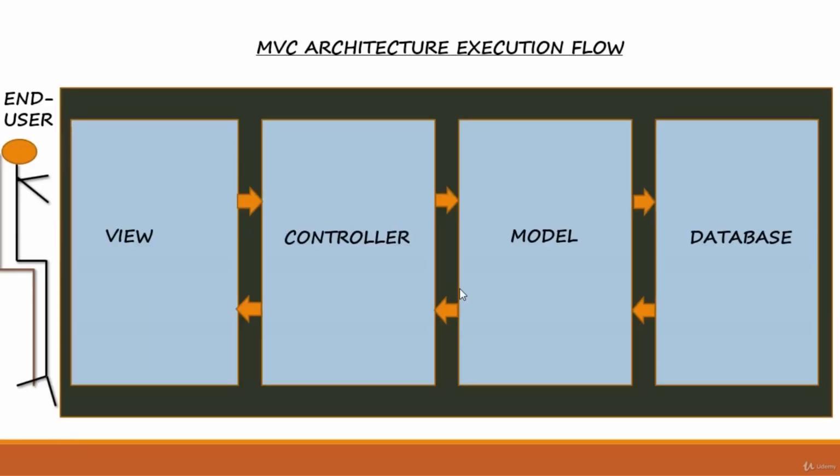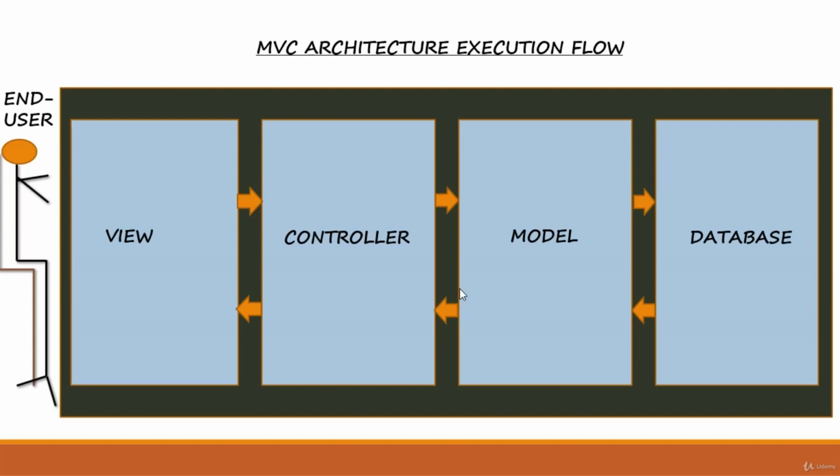So this is the MVC architecture execution flow diagram. The end user is seeing the browser. The browser is nothing but a UI interface. The UI interface we can develop by using the view layer. The view layer consists of HTML, CSS, JavaScript, and Angular and React come under front-end technologies or frameworks.